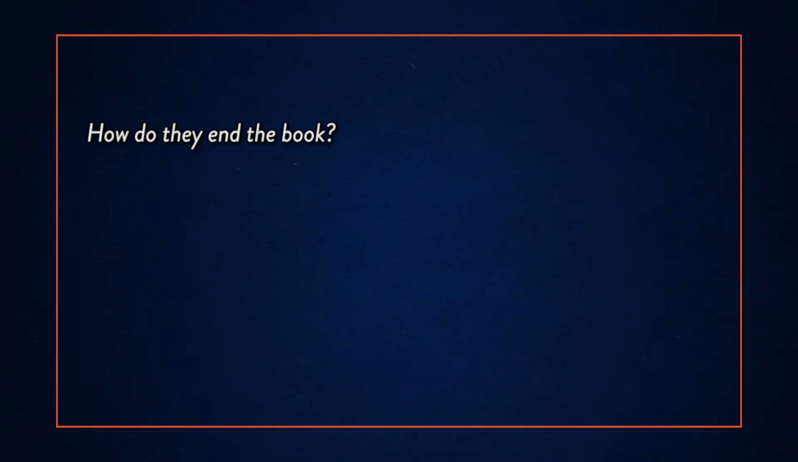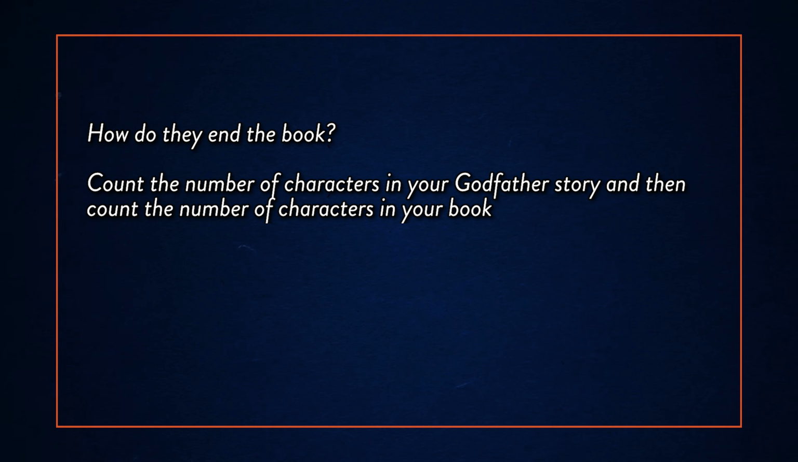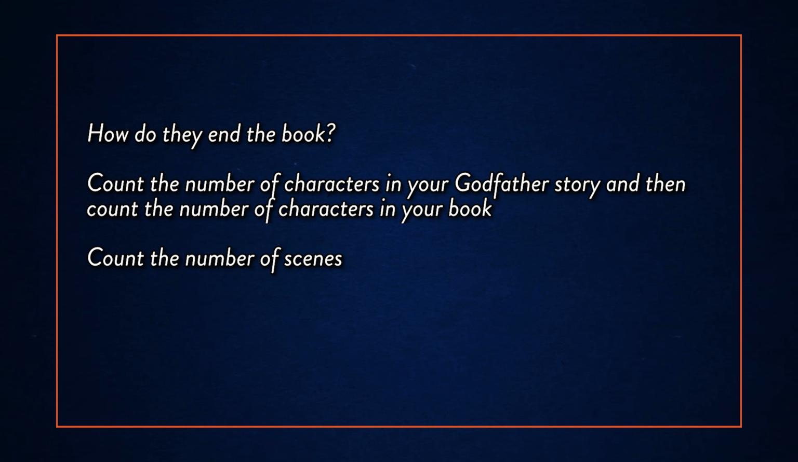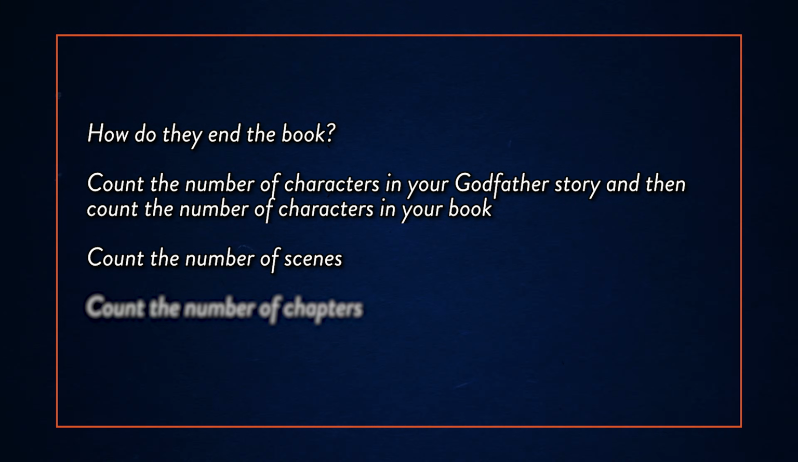So the things you can look for in a Godfather book are things like, how do they end the book? Count the number of characters in your Godfather story, and then count the number of characters in your book. Literally count them. And then see whether there's a wide divergence. Count the number of scenes they have in a chapter, or the number of chapters they have overall. It doesn't have to be a hard and fast rule, but at least it gives you a baseline idea of, here's how that book is constructed. It was successful. I like it. Okay, maybe I'll construct my book in the same way.